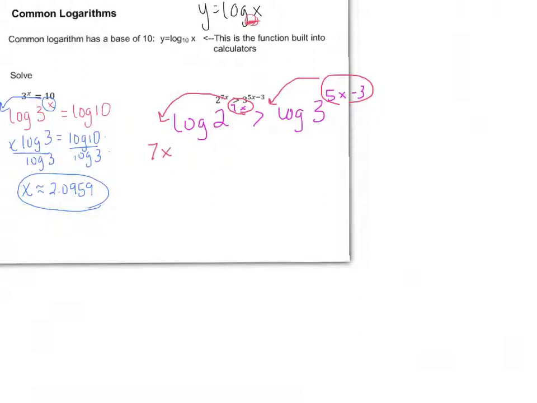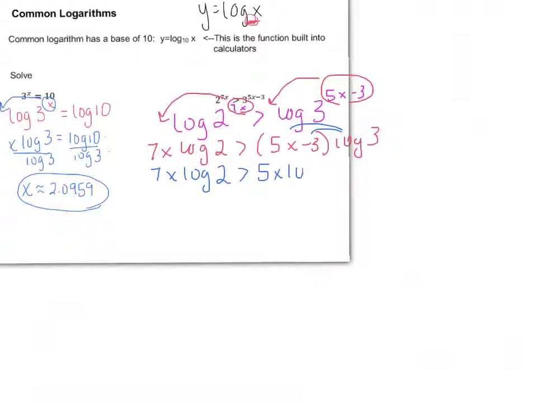So here we'll have 7x times the log of 2 is greater than 5x minus 3 times the log of 3. Notice that 5x minus 3 we want to keep in parentheses because we want to multiply that entire exponent by the log of 3. We need to get the x to one side, so we'll have to distribute that log of 3 throughout. So we will then have 7x times the log of 2 is greater than 5x times the log of 3 minus 3 times the log of 3.